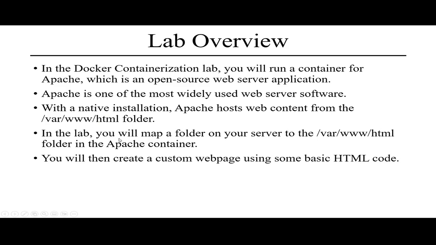So in the lab for this module, you're going to map a folder on your server to the /var/www/html folder in your Apache container. So this folder that's on your server, Ubuntu server, is going to be one in your /home/student directory. You're going to make a directory in there, and then map that directory to this one residing in the container. And then in this container on your server, you're going to create a custom web page using the basic HTML code.